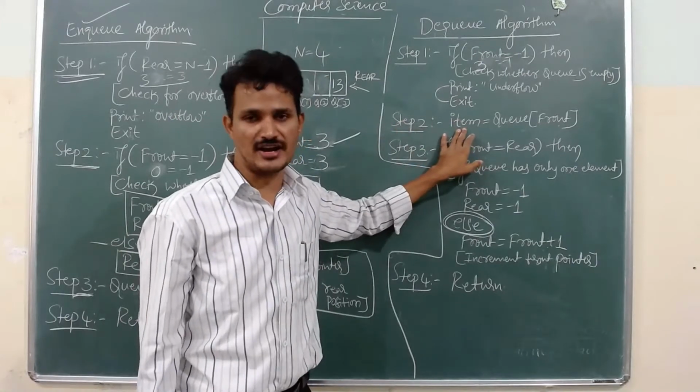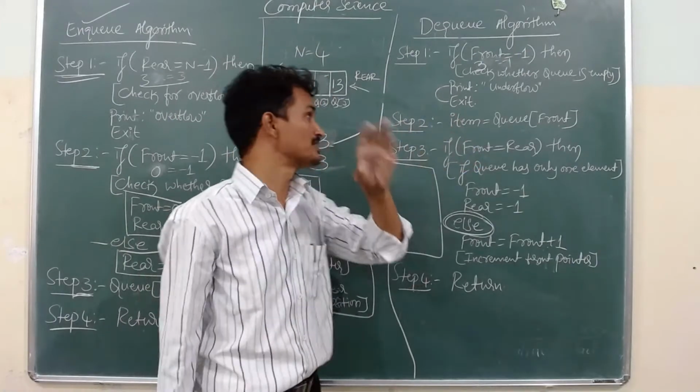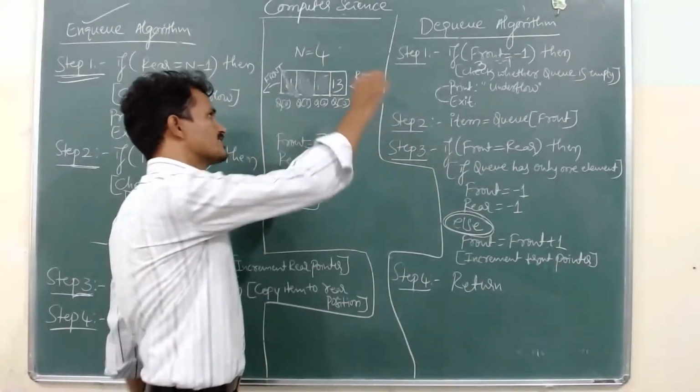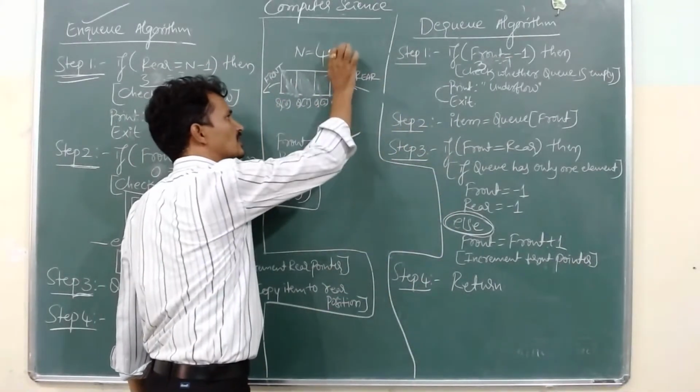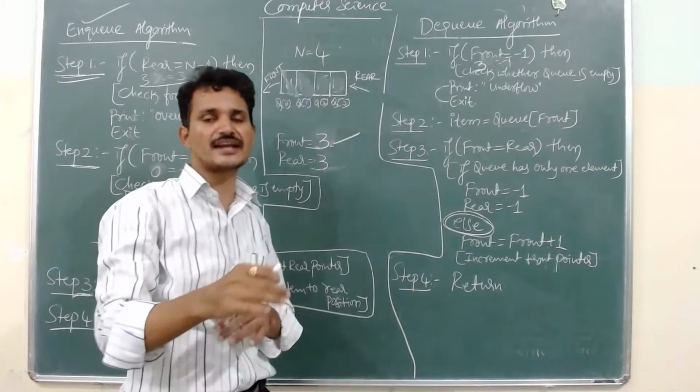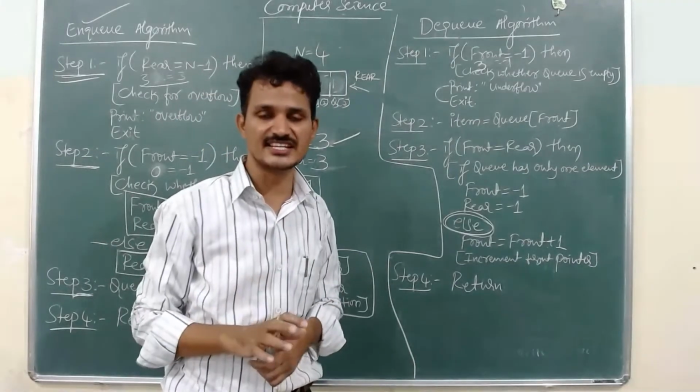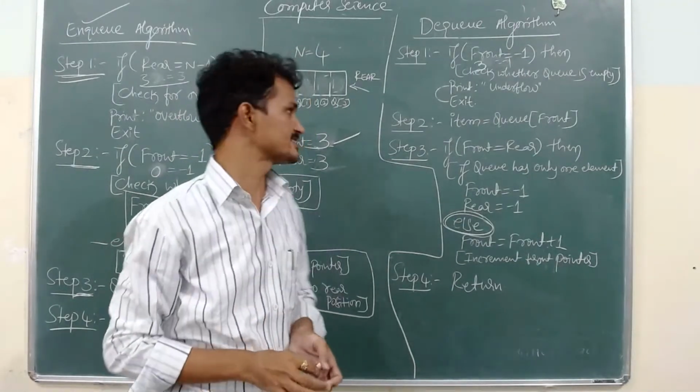Item equal to Q of front. Q of front means Q of 3. What is the value stored in Q of 3? That is 13. What I am doing is I am targeting the fourth element. The fourth element, that is 13, must be deleted from the Q data structure.